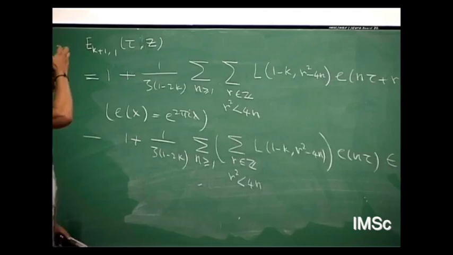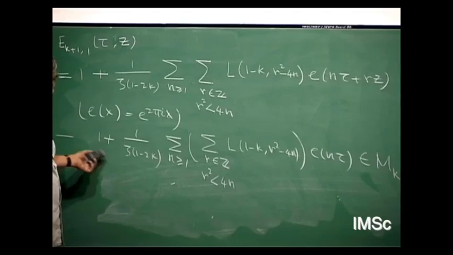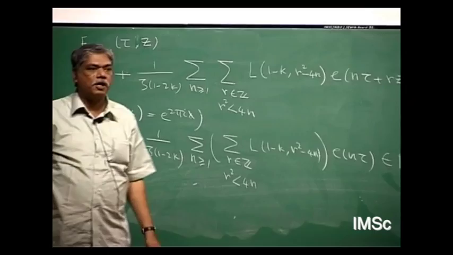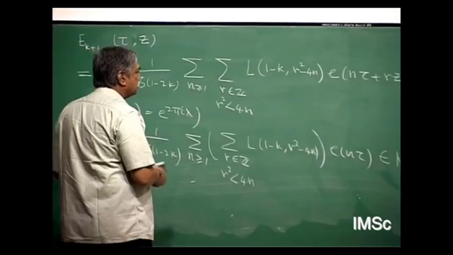Now note that this has a nice property. That is a Fourier coefficient, the first Fourier coefficient is 1, and that is a common denominator, and the rest are all rational numbers. Therefore, we should get a congruence of the above type, a Ramanujan congruence. And here the congruence is interesting.